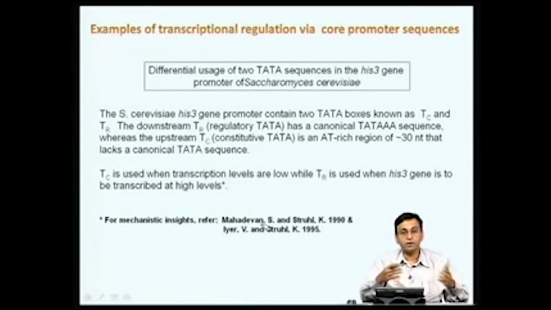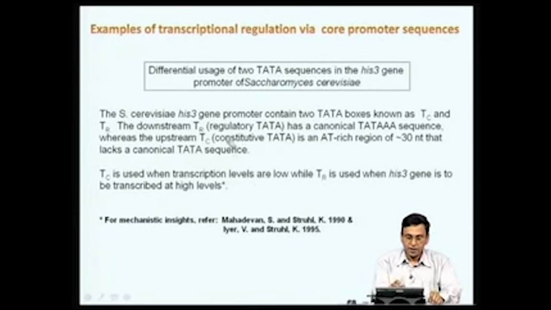This differential gene regulation, how is it brought about? What has been shown in the case of one such promoter in yeast is that this promoter actually contains two TATA boxes known as TC and TR. Now, TC stands for constitutive TATA box and TR stands for regulatory TATA box. The downstream sequence, that is the regulatory TATA box, has a typical TATA sequence, namely the TATAA sequence.